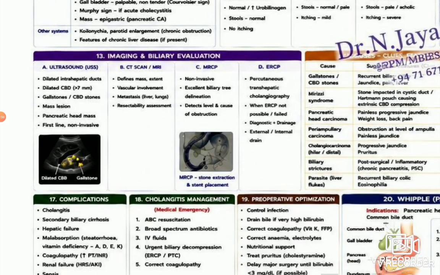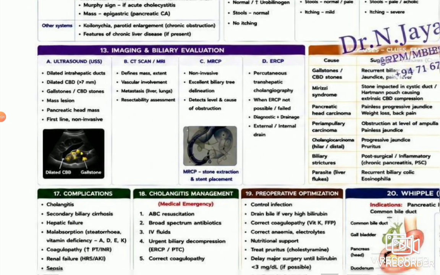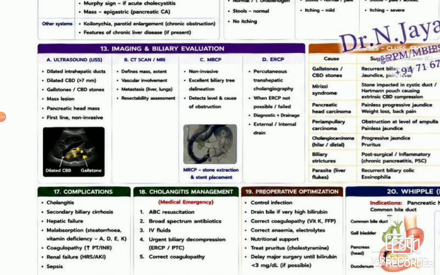Then we go for the imaging and the biliary evaluation. First line imaging is ultrasound scan. Why? Because obstruction causes proximal duct dilation, which the ultrasound detects very well. Ultrasound scan can identify the dilated ducts, gallstones, liver lesions, and gallbladder enlargement.